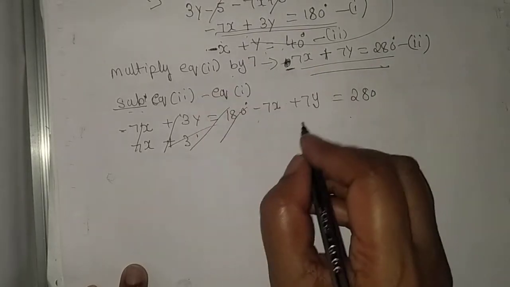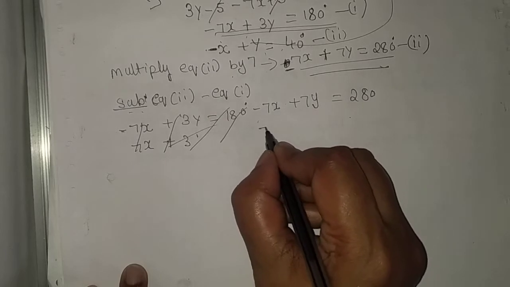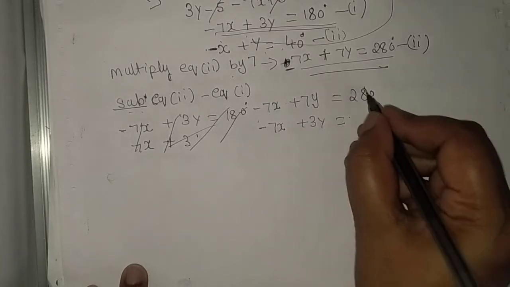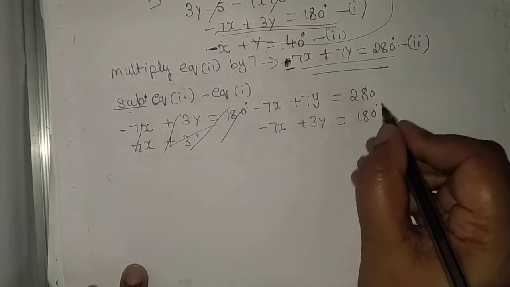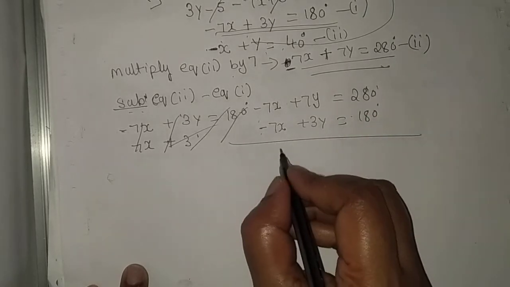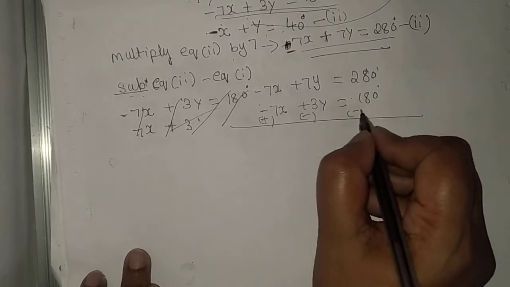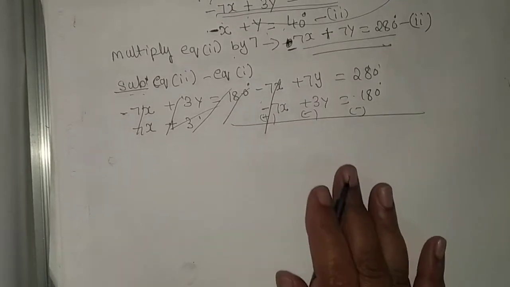So next, take the other equation, minus 7x plus 3y is equal to 180. Now when there is a minus, we have to change the sign. So this becomes plus, and here minus minus, so this cancels.